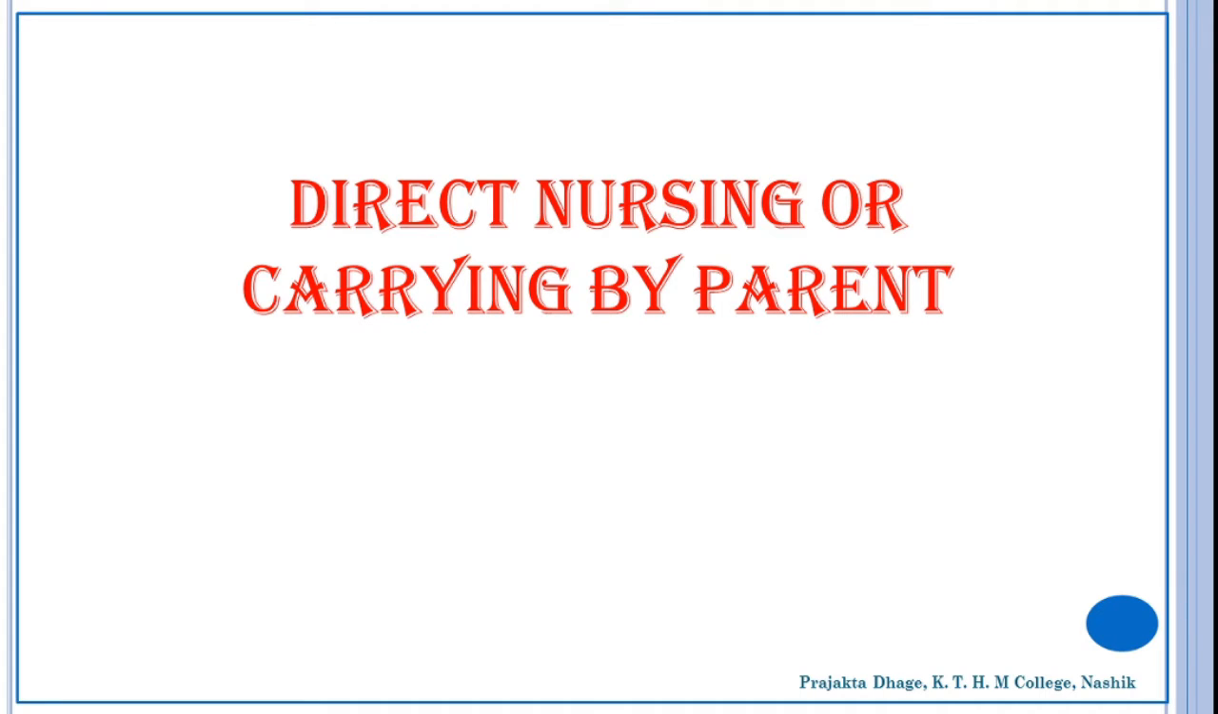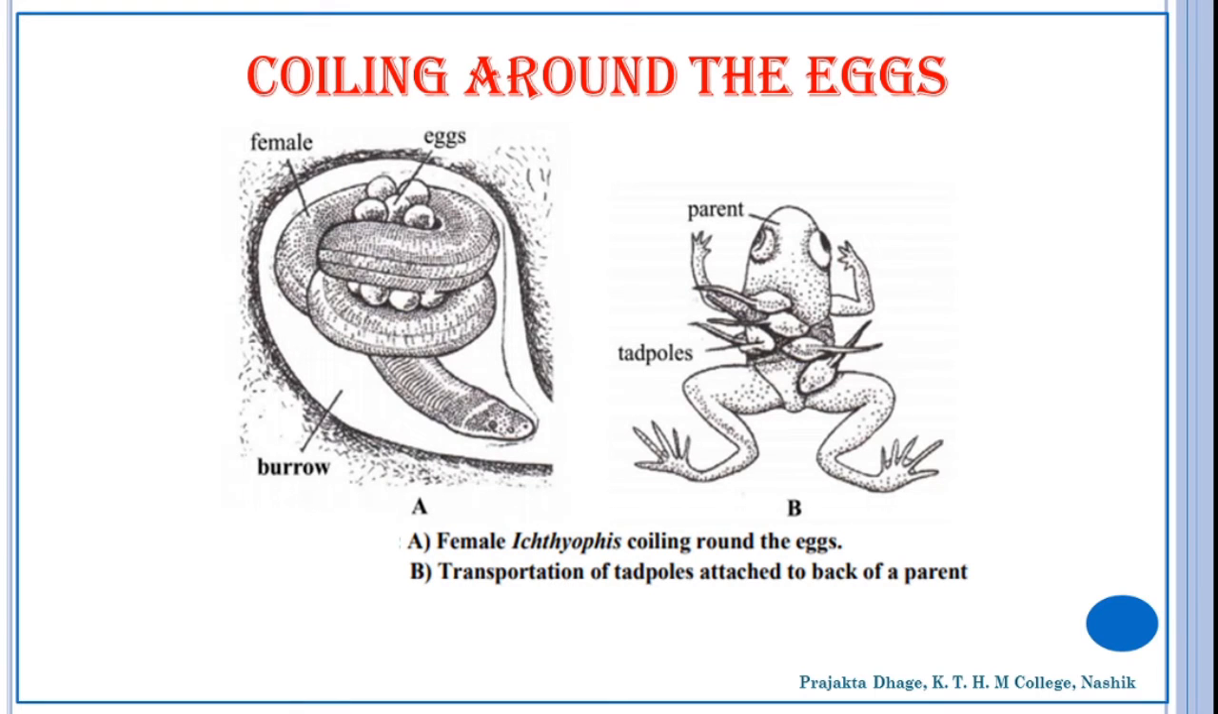Direct nursing or caring on special morphological structures on the body is one of the safest ways of parental care shown by many amphibians. Some of these ways we'll be discussing now. The first one is coiling around the body. In some amphibians the females lay a large number of eggs, it may be in burrows of damp soil, and they guard them. How do they guard them? They guard them by coiling the body around them.